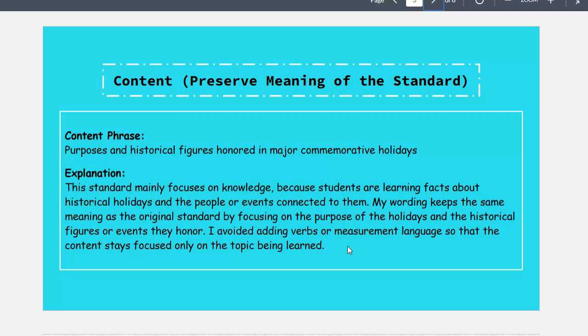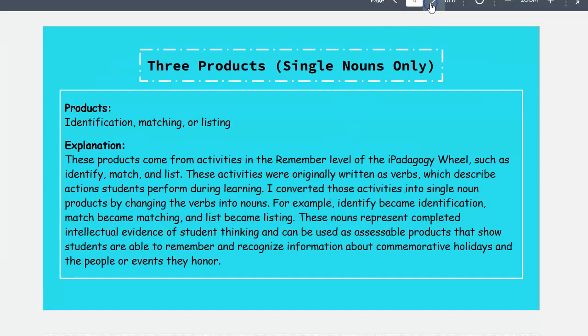So it is kind of hard to measure them or create these fictional curriculums for them because they are so little. And so I really like how she said she avoided adding verbs or measurement language so it stays focused on the topic. I really like that. And it's definitely something that I'm going to think of moving forward. That was great. Wow. Okay.